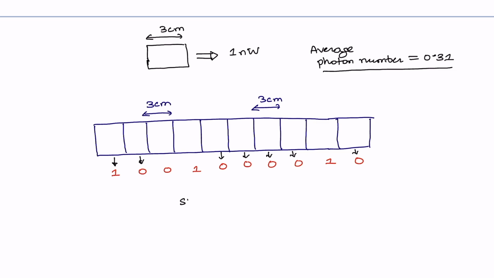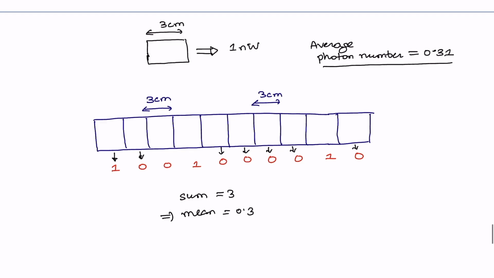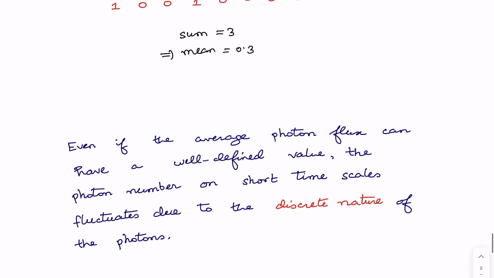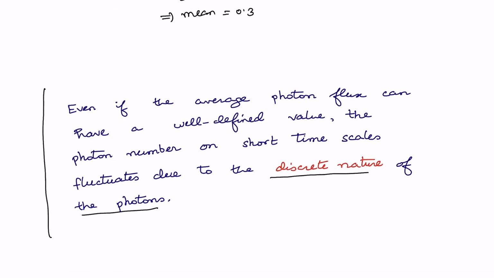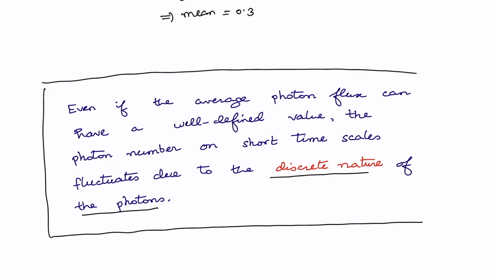If you find out the sum, this sum is simply going to be 3, so it implies that mean is going to be 0.3. So now I hope it is clear to you that the shorter the time interval, more difficult it is to know where the photons are. So in fact, although the average photon flux can have a well-defined value, the photon number in the short time scale fluctuates due to the discrete nature of the photons. So this is a very important statement, and you see that the nature of the photon has this implication.